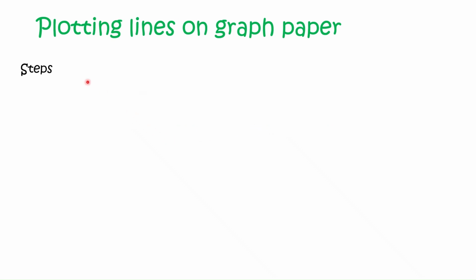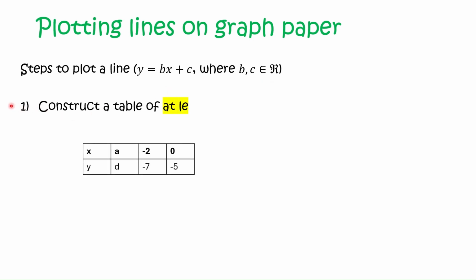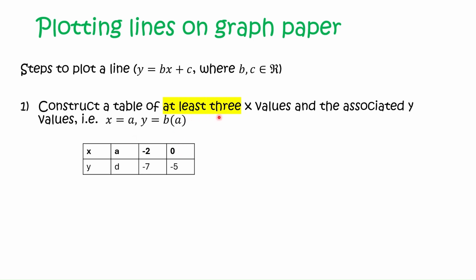Right, so before we start, let's look at the steps of plotting a line. Supposedly you're given a line y = bx + c, where b and c are real numbers. The first thing that you must do is construct a table of at least 3 x values. Take note, 3 x values, and the associated y values, i.e. x is equal to a. Then for you to get the associated y value, you're going to substitute for x with an a in order to get the y value.